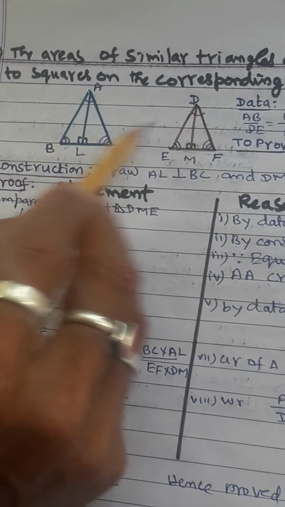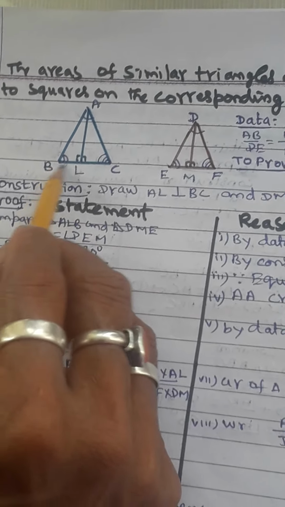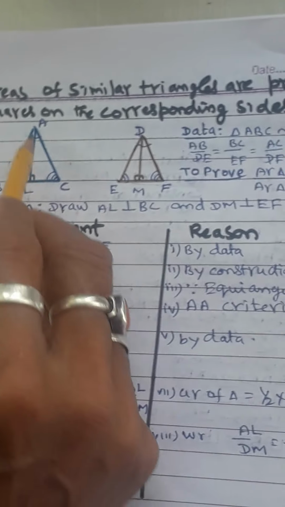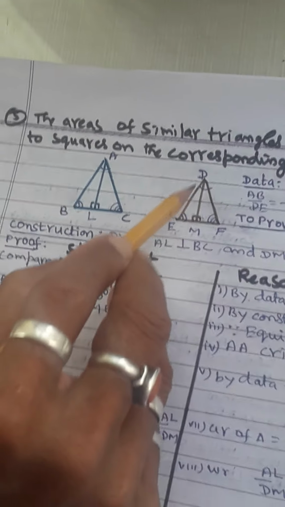That means AB divided by, first angle and second angle, which side is there? AB. Second angle, third angle, which side is there? BC. Here, second and third angle, EF. Then first angle, third angle, AC. Here first angle, third angle is DF. That is what I have written. That is the data.